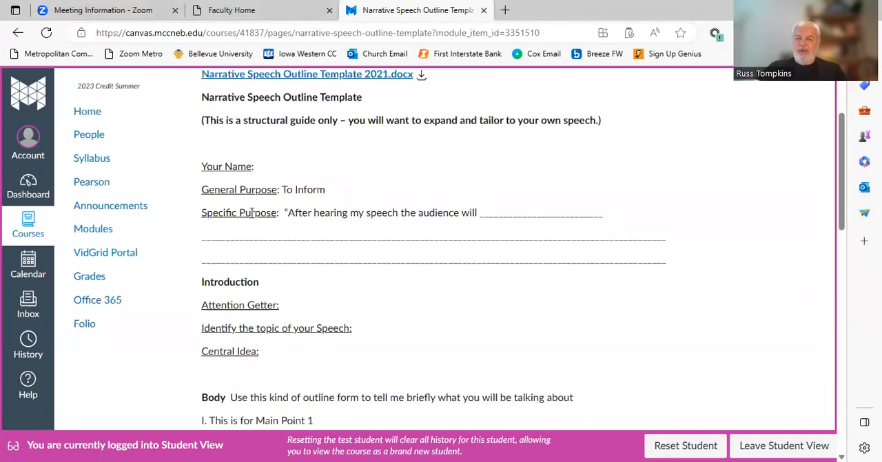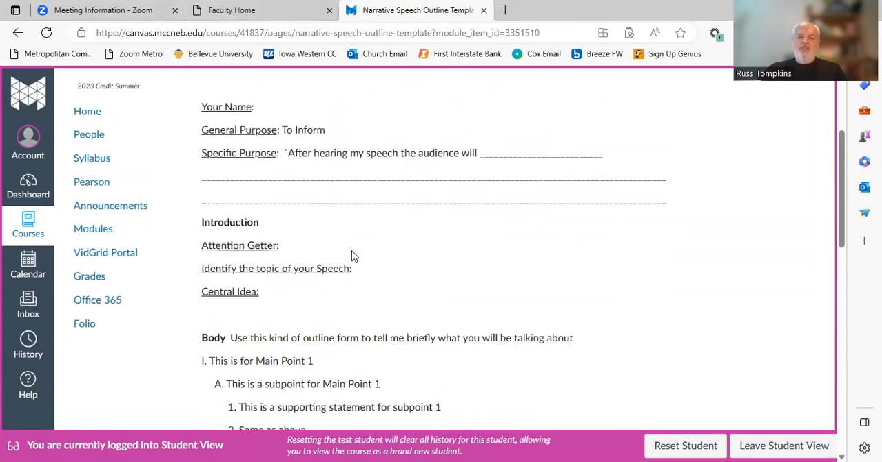I'm going to go down below here and show you exactly what to type in for each one of these things. But you go through and you delete, you edit, you change this outline to fit your speech, to fit you. There's not a particular way that it has to be done, but I want it to look generally like what you see here. So you start here by typing in your name. You see right here it says your name at the top. Next to that, type in your name.